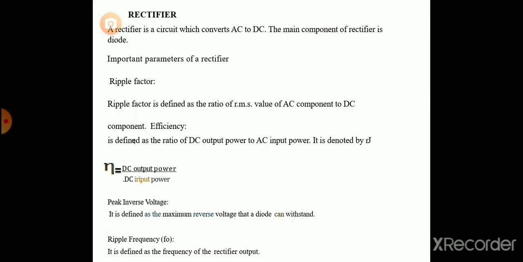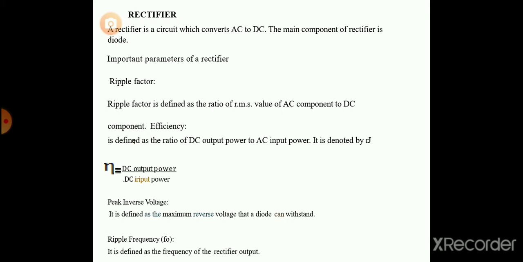Ripple frequency, it is f0. It is defined as the frequency of the rectifier output. Definition of rectifier: a rectifier converts AC to DC. The main component of the rectifier is a diode. The diode is the heart of the rectifier. It also plays an important role.